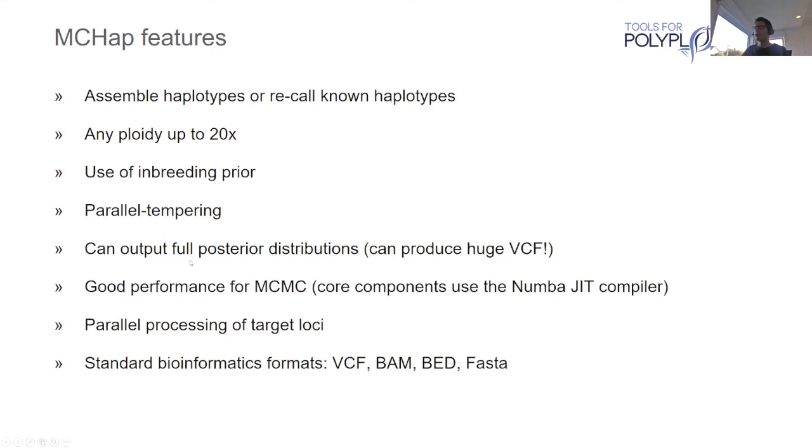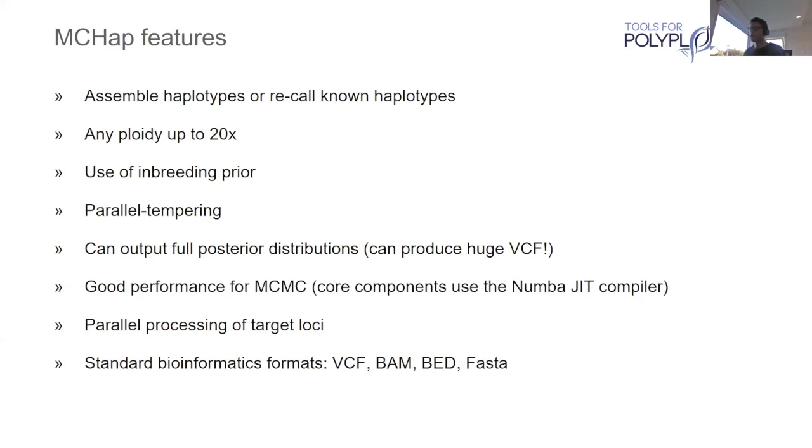We can output full posterior distributions, but as I say, the VCF that's produced can be huge, so be careful with that feature. We have relatively good performance. MCMC is an inherently computationally expensive method. I think we've achieved reasonably good performance here.